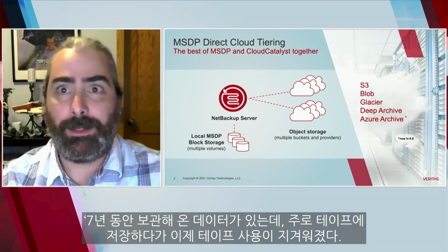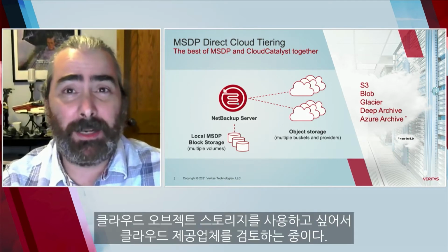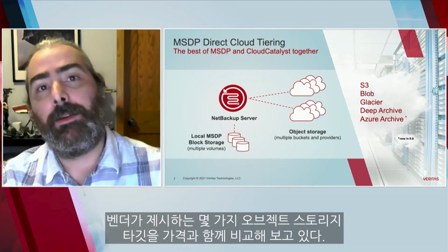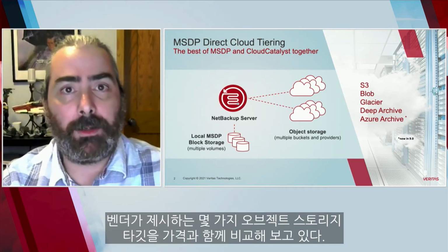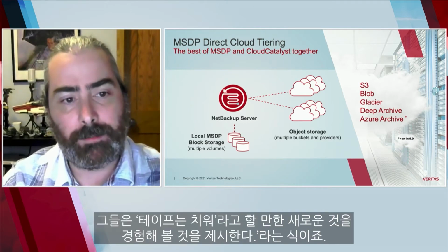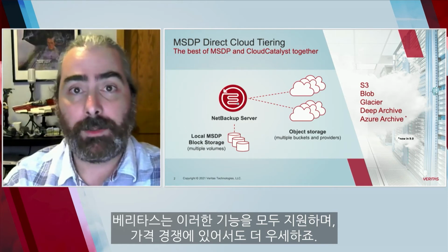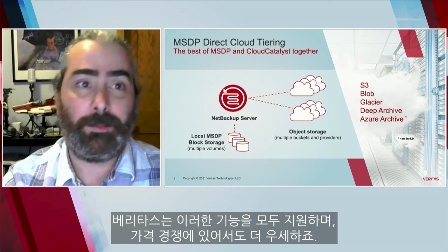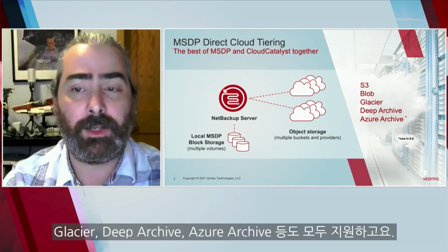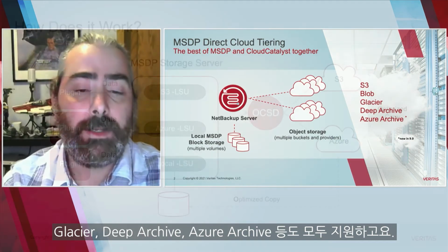This is stuff I have to keep for 7 years, and I normally put it on tape, and I'm sick of using tape, and I would like to use cloud object storage for that. And lo and behold, the cloud providers have come out with some object storage targets that are priced to try and combat that, to say, here's something compelling, get off tape, come to us. We support those. And not only that, they've made it cheaper to begin with. We make it even cheaper. And this is things such as Glacier, Deep Archive, and Azure Archive support, which we even have.